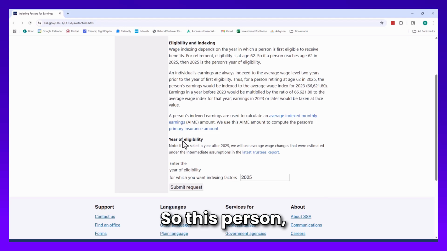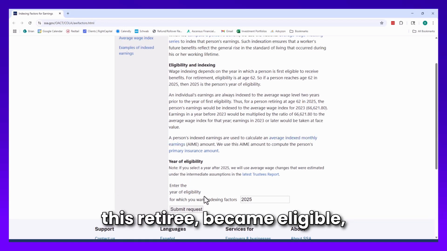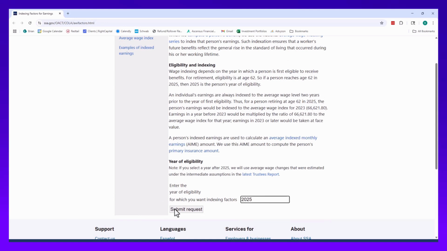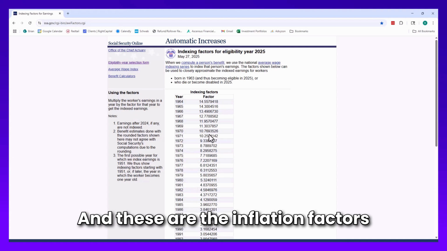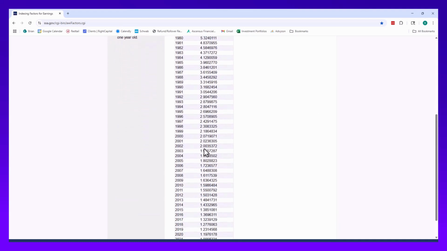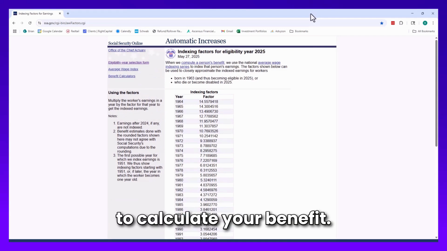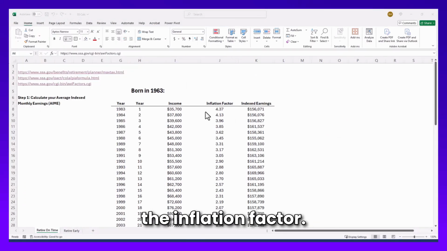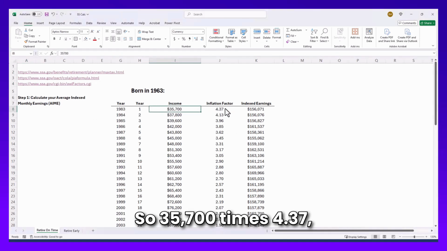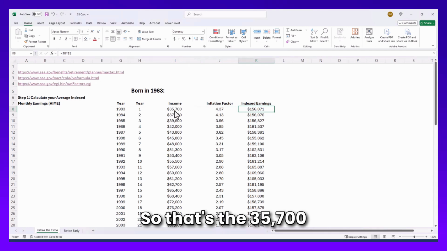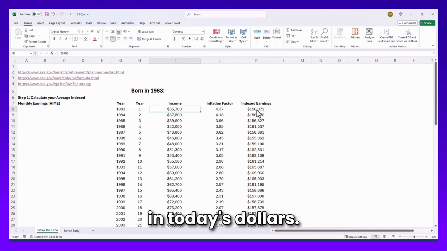So this retiree became eligible, so age 62, in 2025. And these are the inflation factors for her. This is what Social Security is going to do to calculate your benefit. All right, so we have the inflation factor. So $35,700 times 4.37 gives you $156,000. So that's the $35,700 in today's dollars.